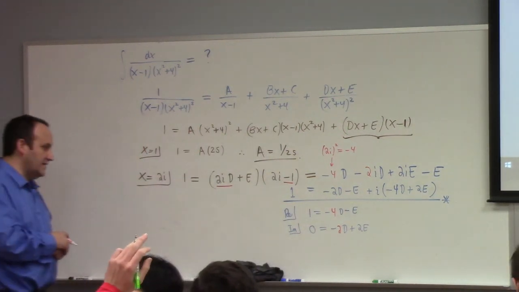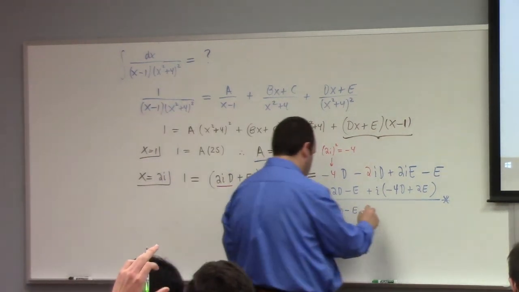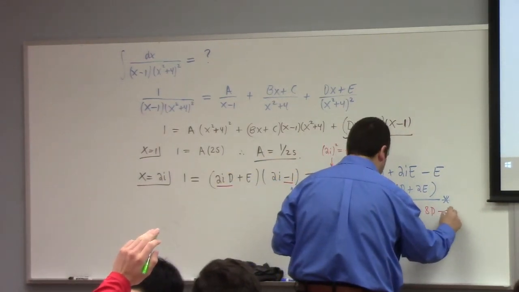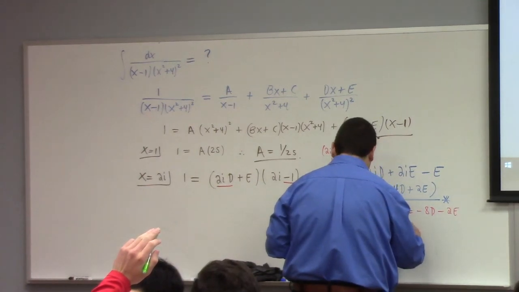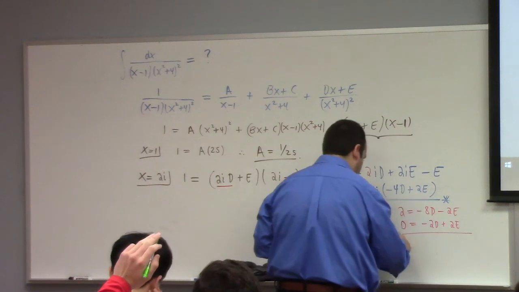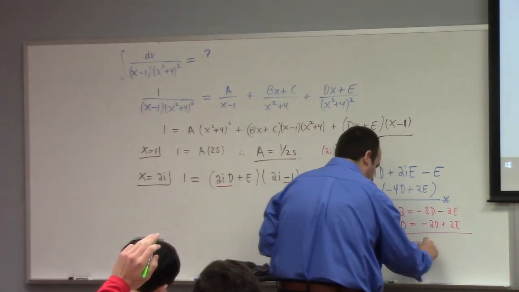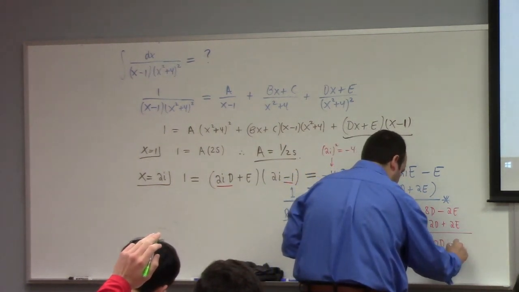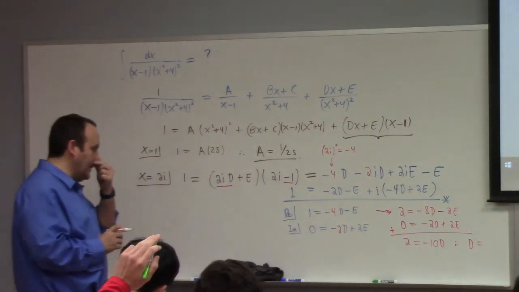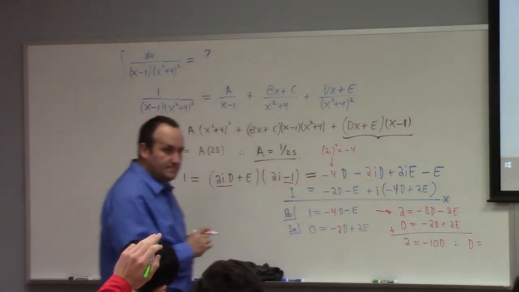If you multiply the second equation by 2, we get 2 is equal to minus 8d minus 2e. And then the other one was 0 equals minus 2d plus 2e. If you add those equations, this gives us 2 is equal to minus 10d. Therefore, d is what? Looks to me like d is minus 1/5.